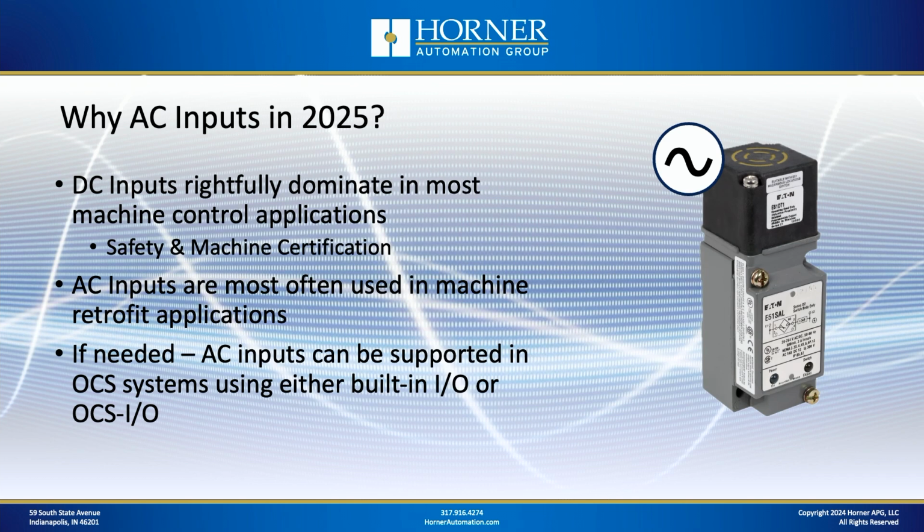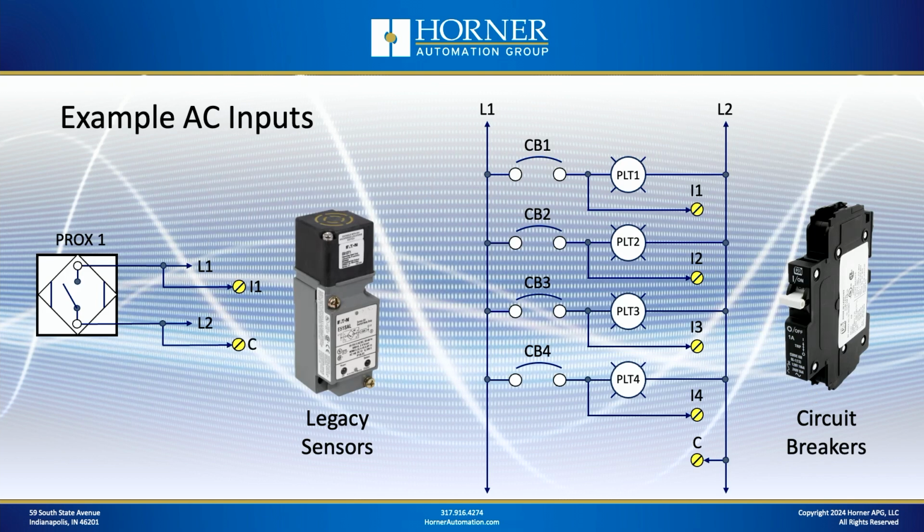First, let's take a look at a couple of different scenarios where we're dealing with AC, starting with those legacy sensors. On the screen, I have an example inductive prox. That is an AC-only inductive prox. These days, most inductive proxes support either AC or DC. However, there's plenty of legacy sensors that were AC only, and we need to be able to interface with those.